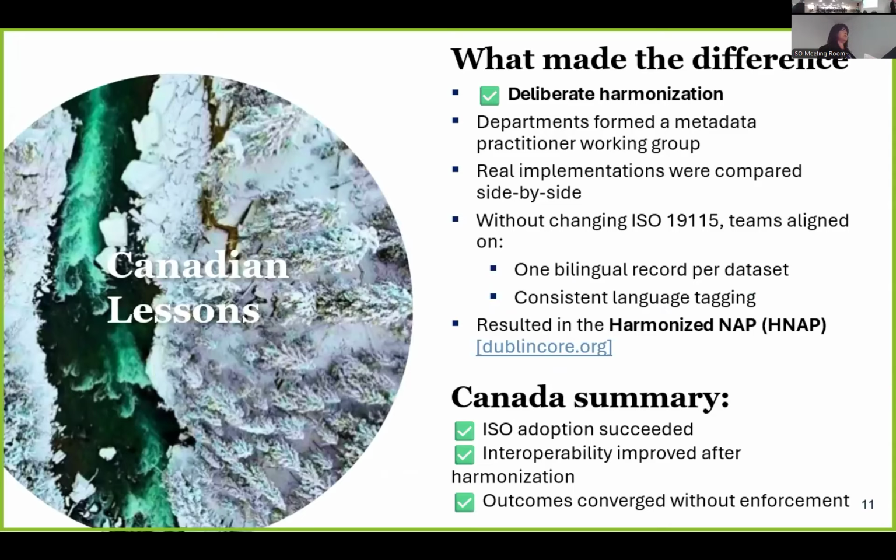Departments formed a metadata practitioner working group. Real implementations were compared side by side. Without changing ISO, teams aligned on one bilingual record per data set and consistent language tagging, and this resulted in a harmonized HNAP. So for Canada, the summary is that ISO adoption succeeded and interoperability improved after harmonization.